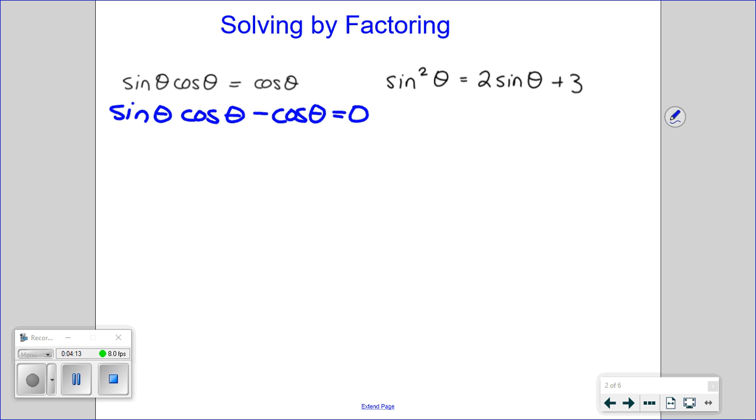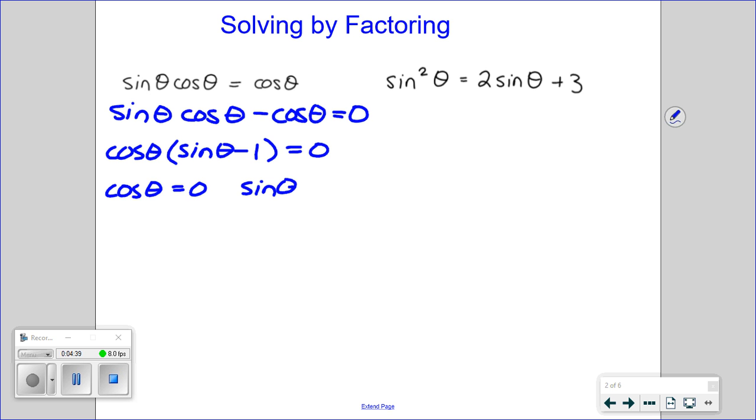And then, you guys, this is one where we're factoring out the greatest common factor. So what's common to both terms? Well, I hope that you're seeing cosine theta is common to both terms. So we can factor out cosine theta, which will leave us with sine of theta minus 1 equals 0. And then after we factor, we just set each factor equal to 0. And then we'll just solve each equation separately.